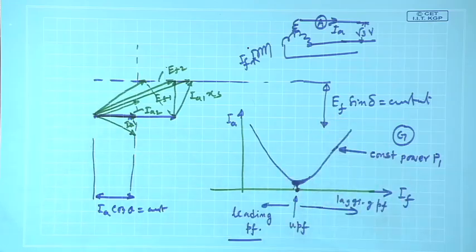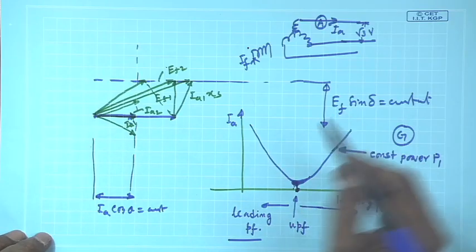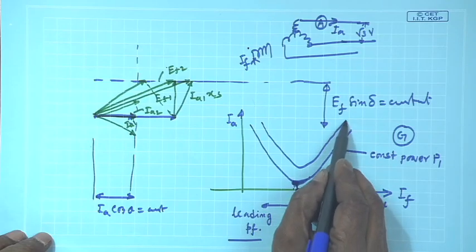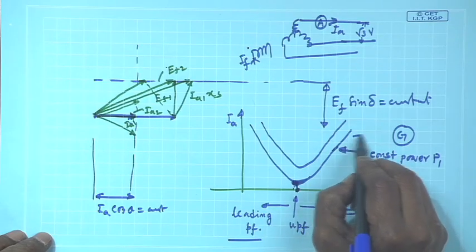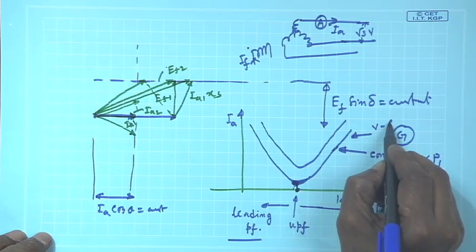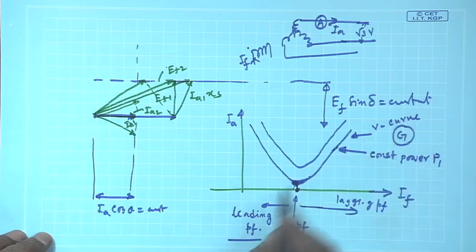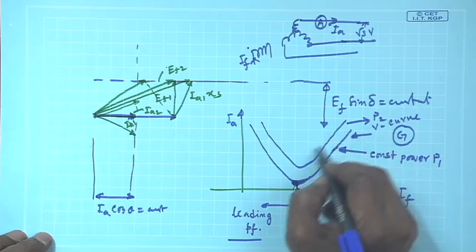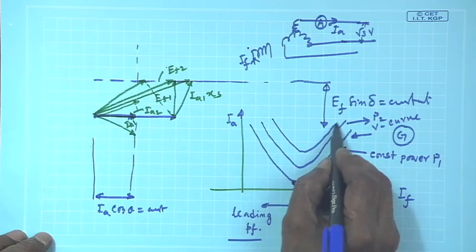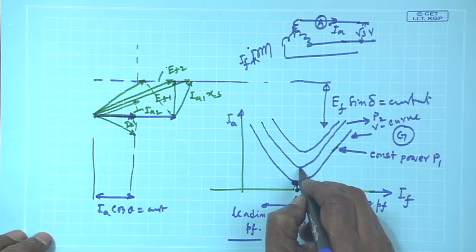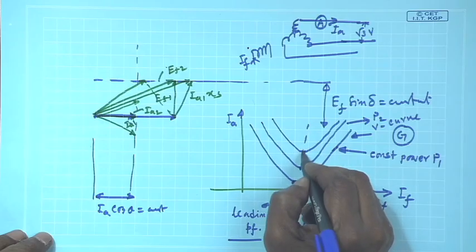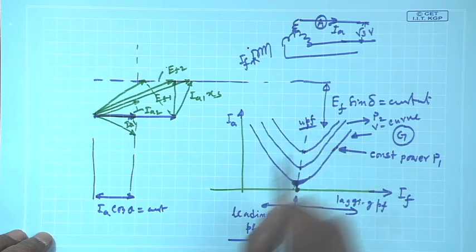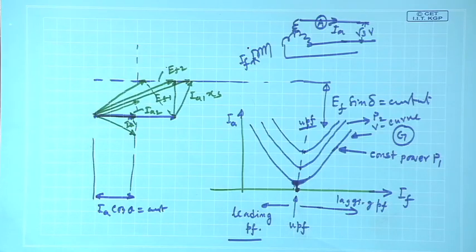If the level of constant power is made more, then it will be another V curve. These are called V curves. It looks like a V curve. And here for another level of power P 2 constant and so on. And these points, minimum armature current points, if you sketch, these are UPF points. I hope you have understood this.